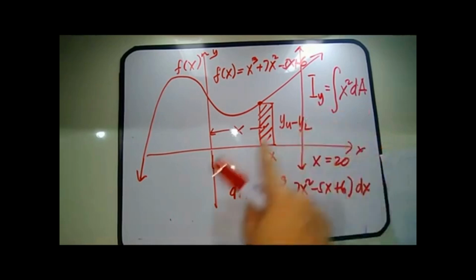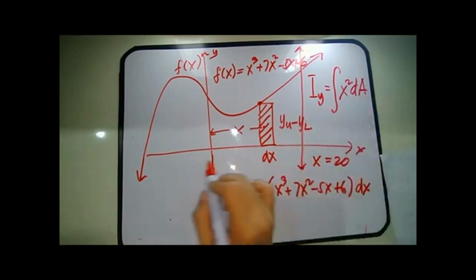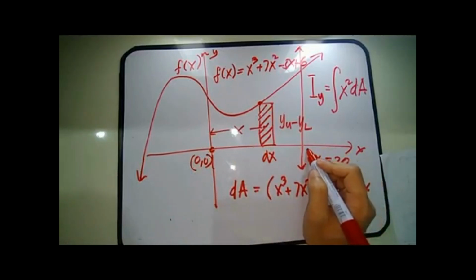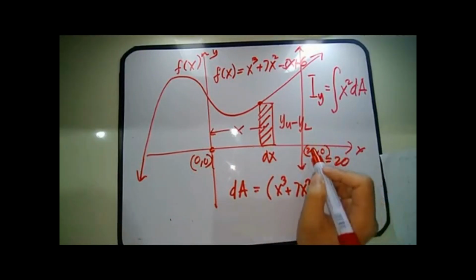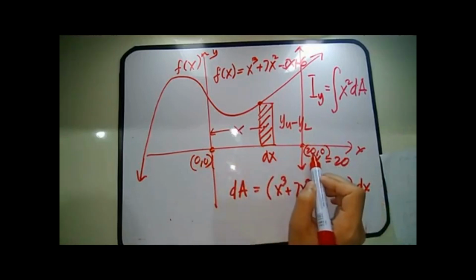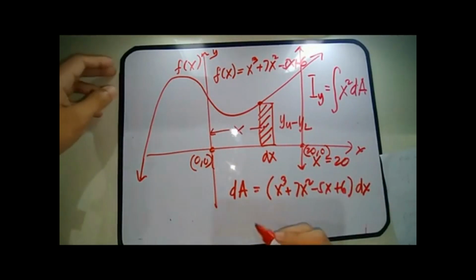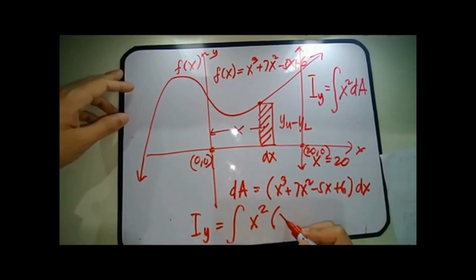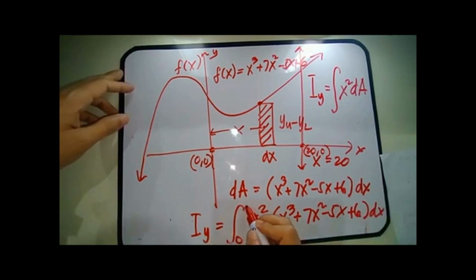Then, yung limit natin is differential x tayo, so x-axis. So, from 0 to 20. So, therefore, yung limit natin is from 0 to 20. So, we have here, Iy will become the integral of x squared differential area. So, differential area, substitute lang natin. So, x cubed plus 7x squared minus 5x plus 6, differential of x. So, yung limit is from 0 to 20.